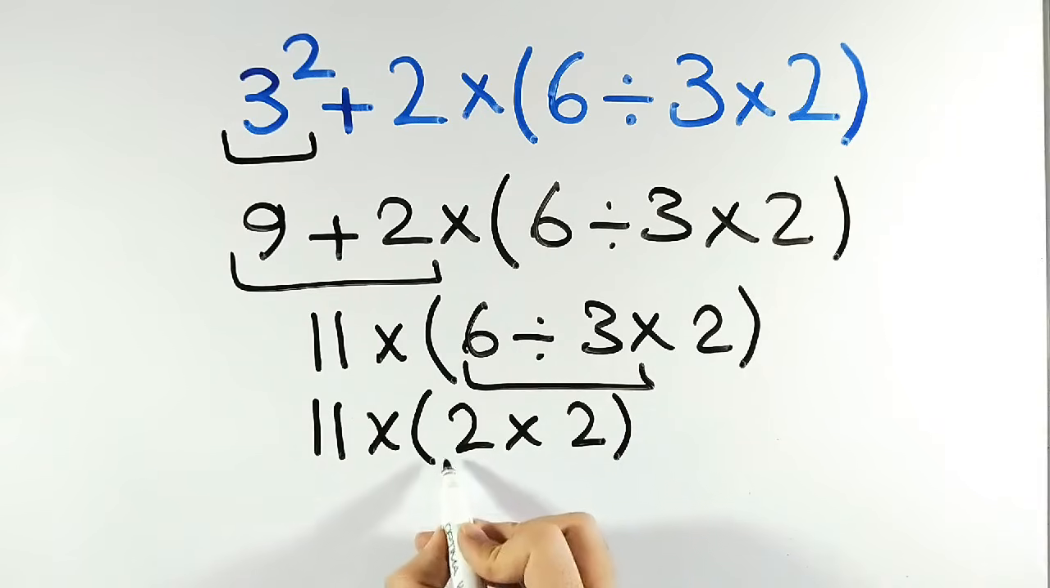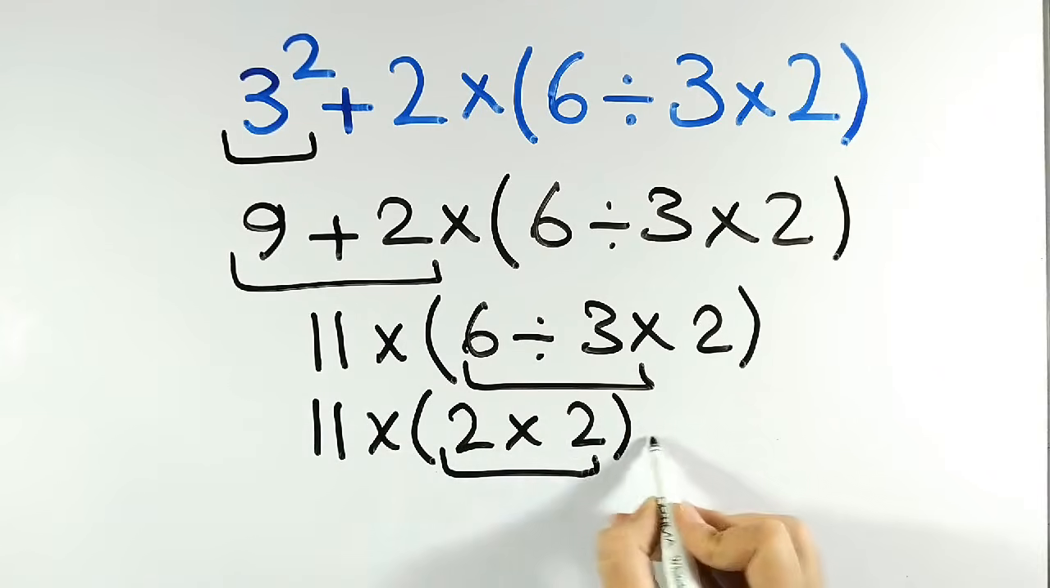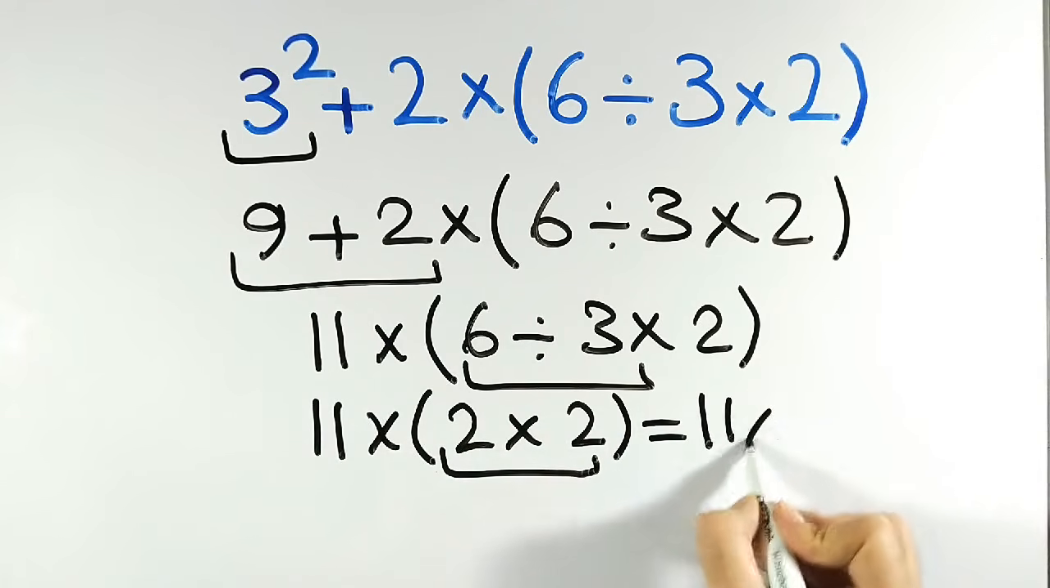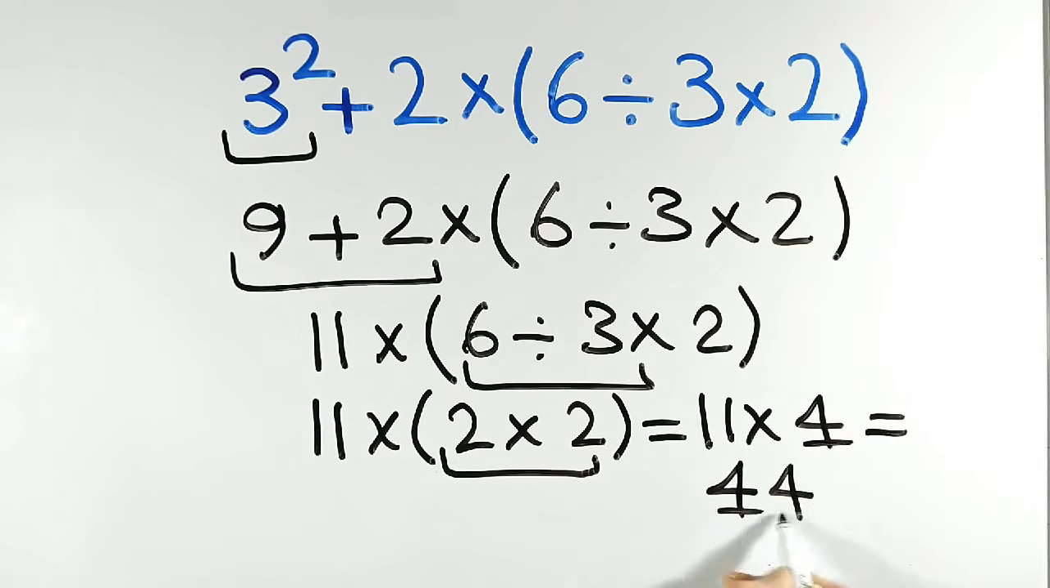In the final step, they go for the multiplication between 2 and 2 and write this expression as 11 multiplied by 4, which finally gives them the answer 44. However, this answer is absolutely wrong.